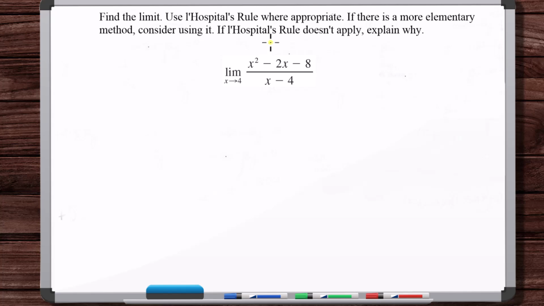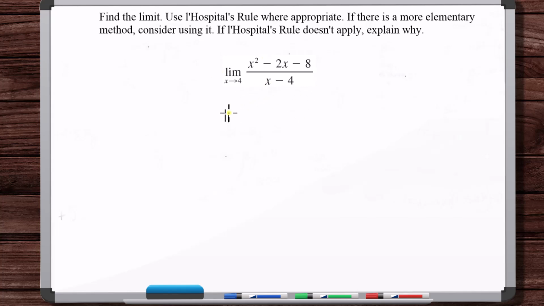So let's get started. What we want to do is find the limit, use L'Hopital's rule where appropriate. If there's a more elementary method, consider using it. If L'Hopital's rule doesn't apply, explain why. All right, so let's evaluate this limit here.